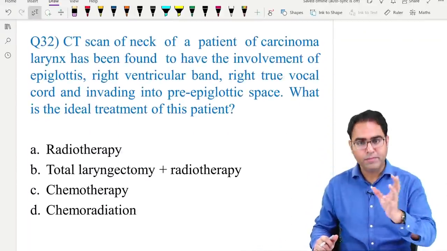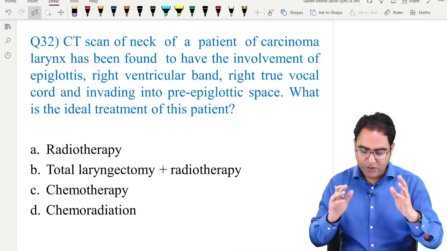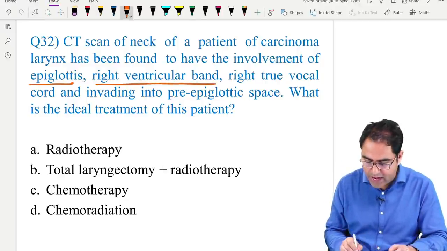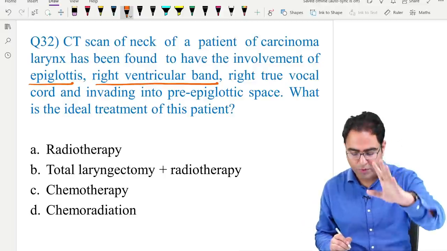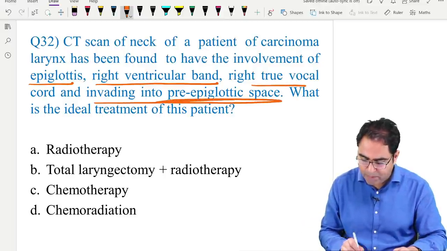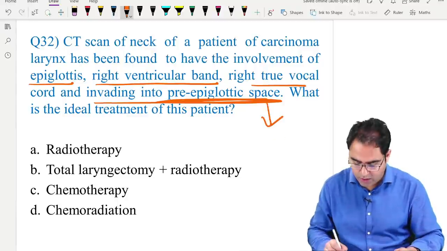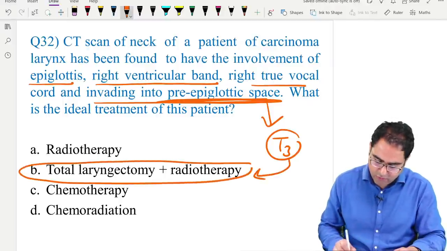Next question, beta. Same pattern question, beta. CT scan of the neck of a patient of carcinoma larynx has been found to have involvement of, again, wait. Epiglottis is involved, right ventricular band also involved, beta. Minimum T2. Two names came, T2 minimum. Let's read further. And right true vocal cord invading into the pre-epiglottic space. Anybody, what is the staging? Pre-epiglottic space involved? T3. What is the answer? Total laryngectomy followed by radiotherapy.